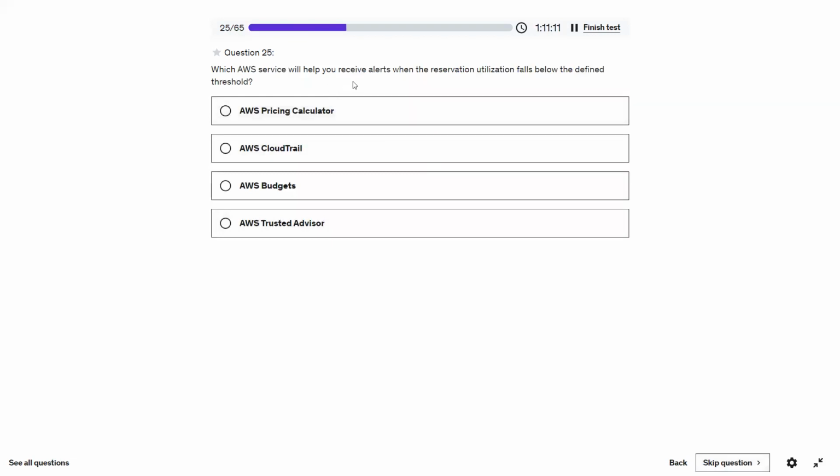Which AWS service can help to retrieve alerts? So for the alerts we have Budgets.